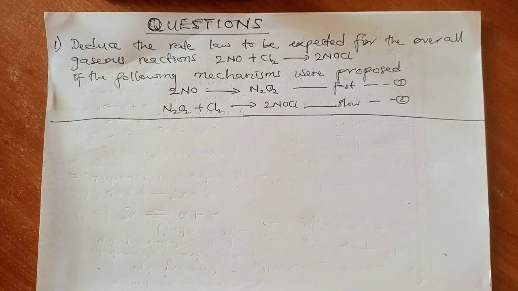Okay, here is a question on the reaction mechanism, chemical kinetics and reaction mechanism. I've uploaded videos on chemical kinetics: first order, second order, zero order, pseudo order of reaction, in terms of the integrated rate law and their half-life. I've also talked about the different graphical ways of determining order of reaction.